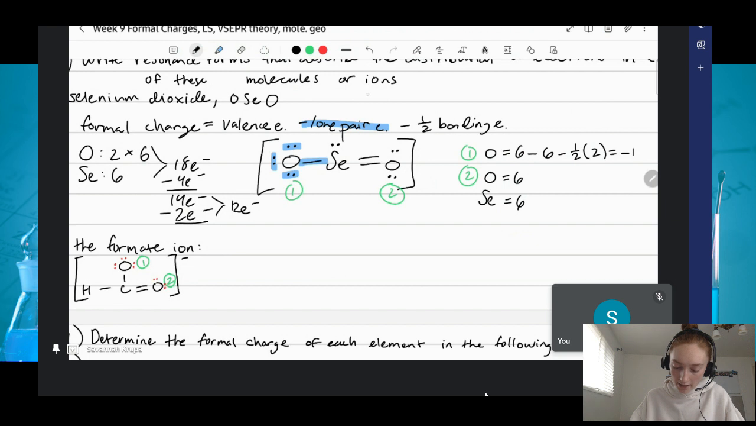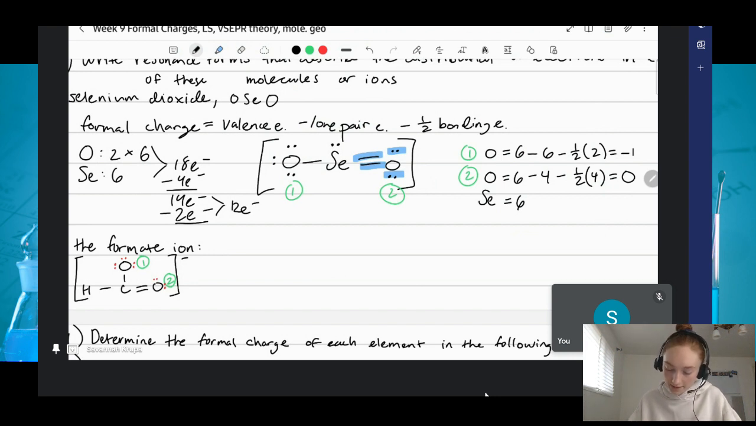And so looking at the next oxygen, this will have 4 lone pair electrons, so that's -4, and minus 1/2 of the 4 bonding electrons that it has. So it's minus 1/2 times 4. And so 6 minus 4 is 2, and 2 minus this right here, this will actually be 2 as well. So 2 minus 2 is 0. So this will have a formal charge of 0.